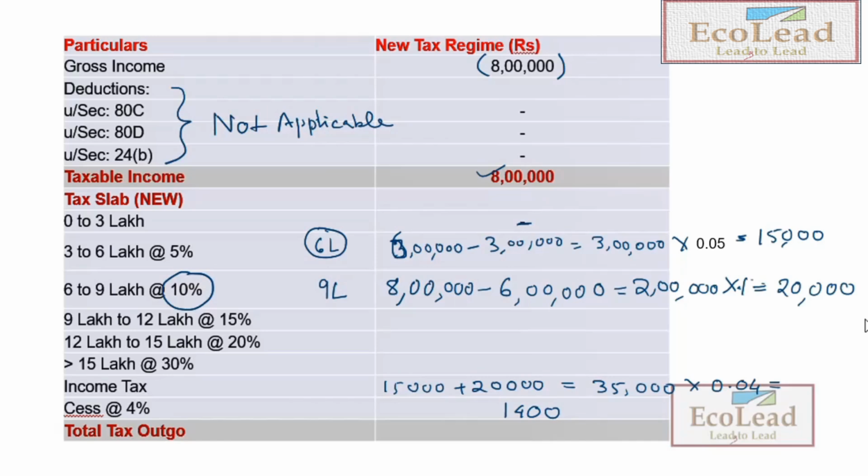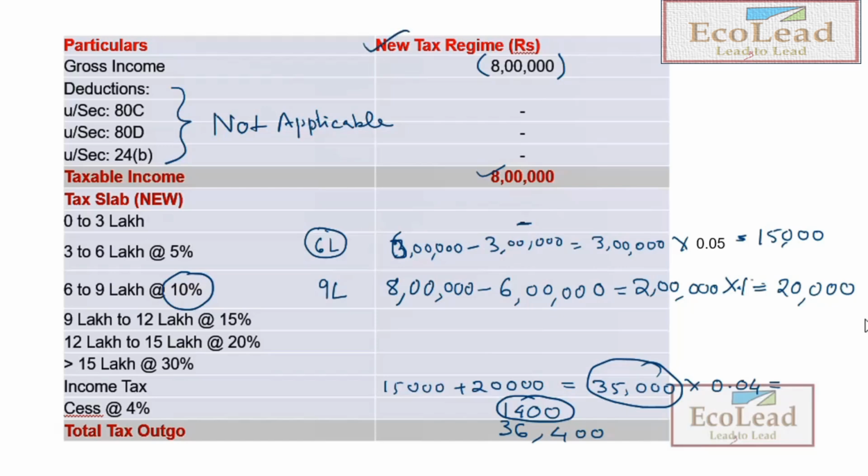So what will be the total taxable amount or total tax outgo? That will be the taxable amount, that is 35,000 here, plus the cess, that is 1,400. So it will be 36,400 rupees. So 36,400 rupees will be the total tax outgo under the new tax regime.